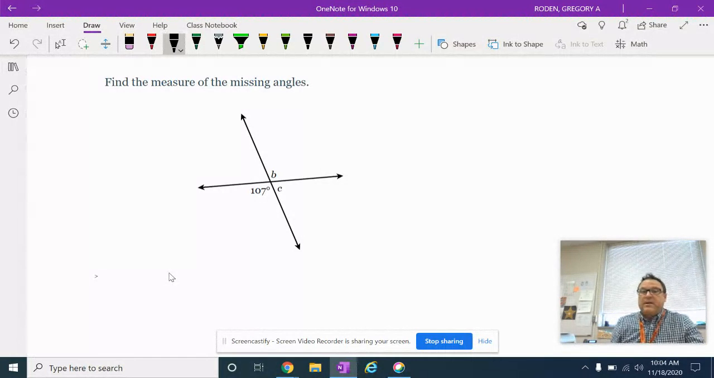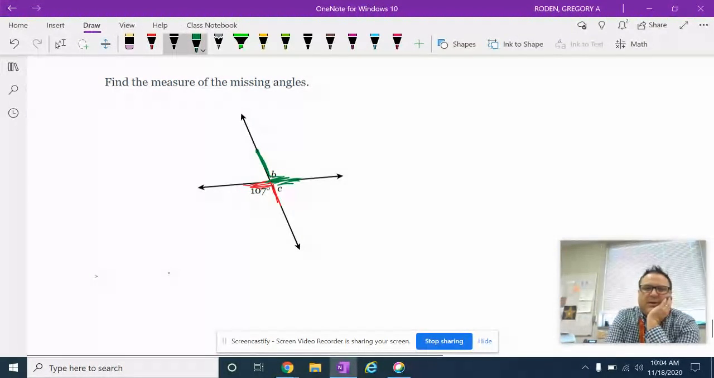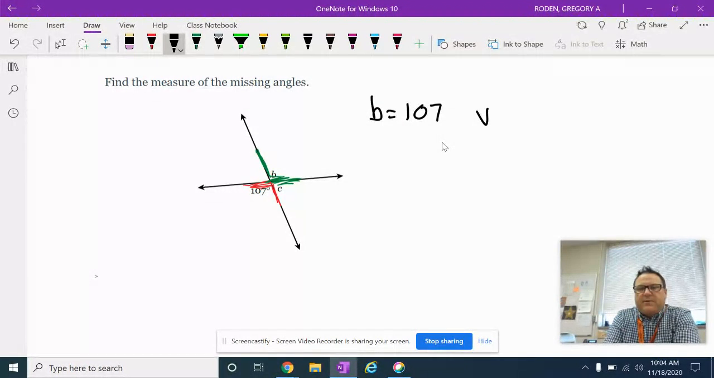Hey, welcome back. So first thing we're going to do is we're going to find our vertical angle. Well, what is vertical to 107? Well, if we kind of just draw it here, and sometimes it's kind of hard to see verticals, but they kind of point to each other, right? See how they point to each other? See this 107 right here is vertical to this angle B right here, okay? So right away, I know that B is equal to 107 because it's vertical.